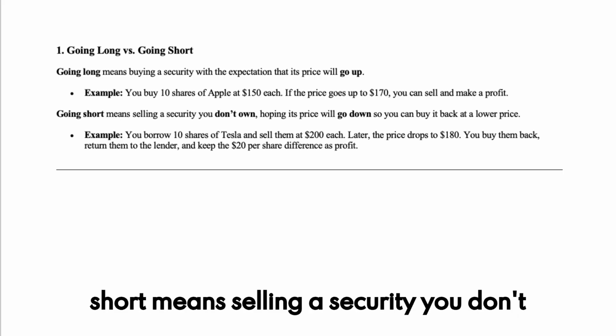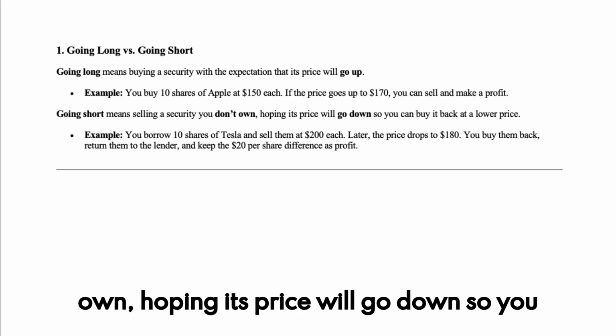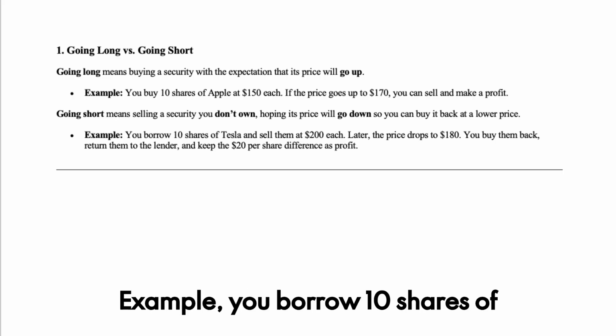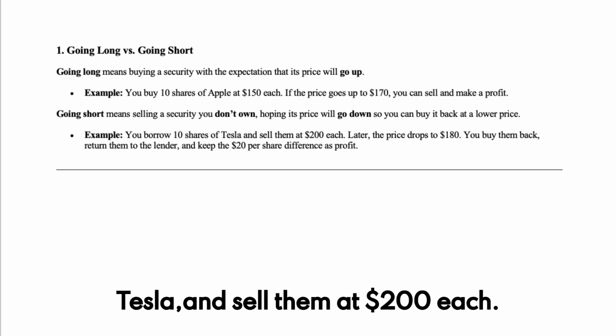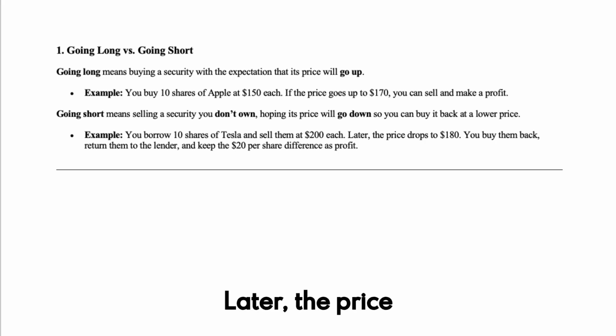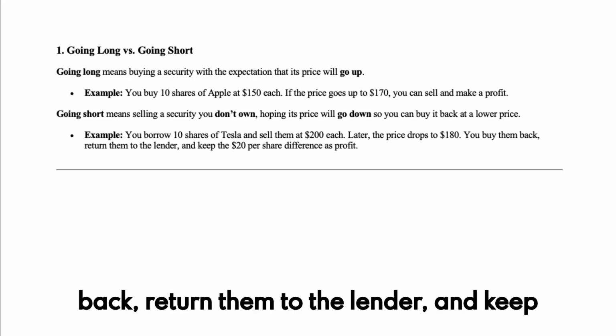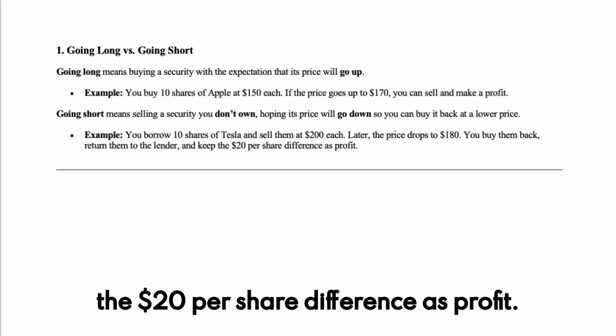Going short means selling a security you don't own, hoping its price will go down so you can buy it back at a lower price. Example, you borrow 10 shares of Tesla and sell them at $200 each. Later, the price drops to $180. You buy them back, return them to the lender, and keep the $20 per share difference as profit.